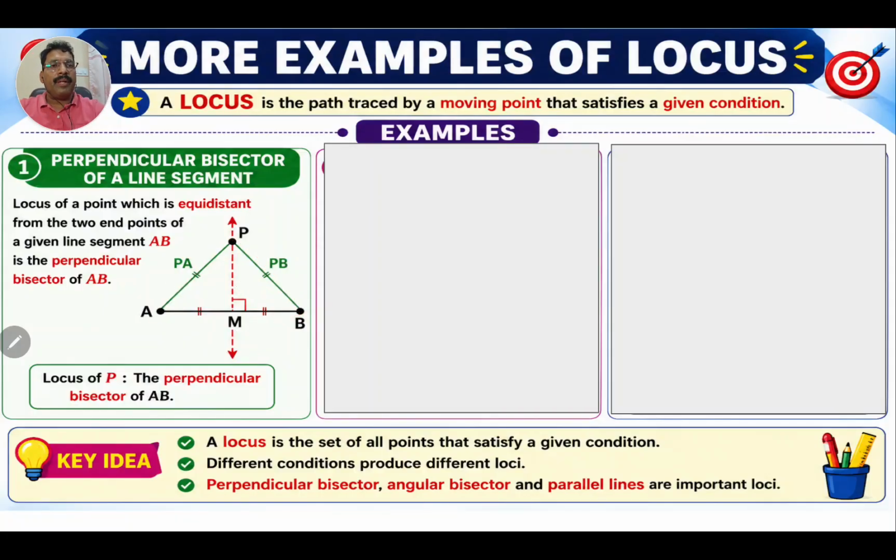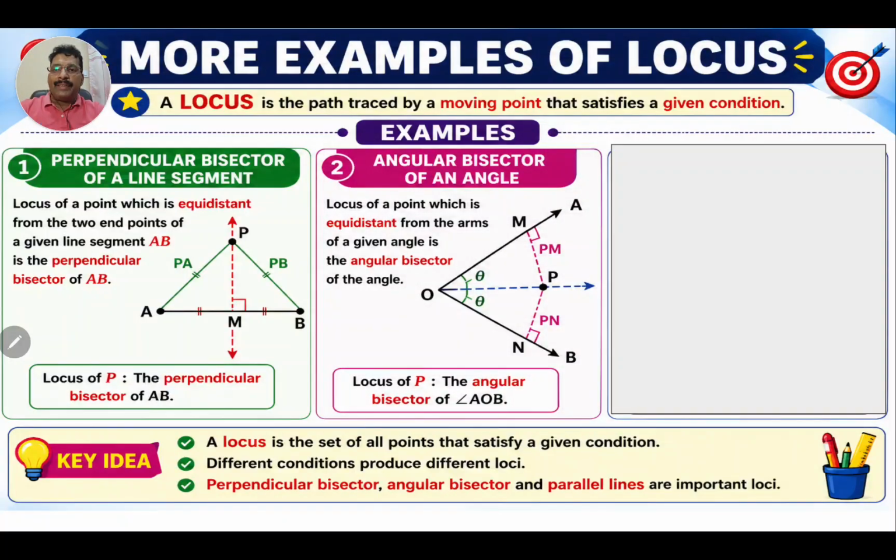One more example we'll see: angular bisector of an angle. The locus of a point which is equidistant from the arms of the given angle is the angular bisector. If you take any point P on this angular bisector, it is equidistant from the arms; OA is one arm, OB is another arm. So PN is equal to PM. The perpendicular distance from P to OA and P to OB are both equal. This locus gives the angular bisector.